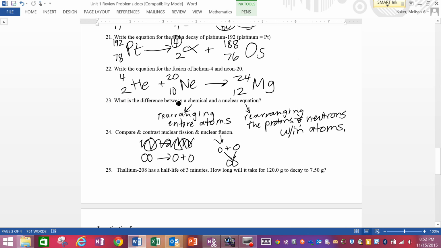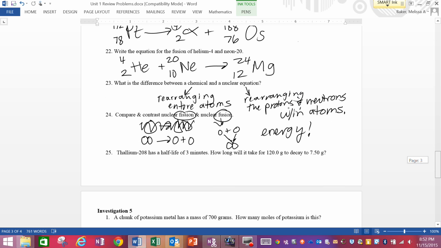Okay, what they both have in common is they both release lots of energy. Differences: fission is what happens in a power plant. Fusion is what happens in the stars. Both can be used to make atomic weapons.